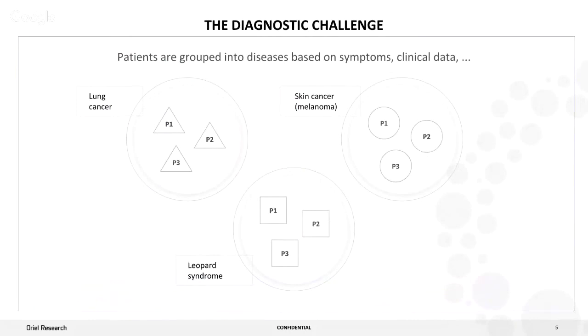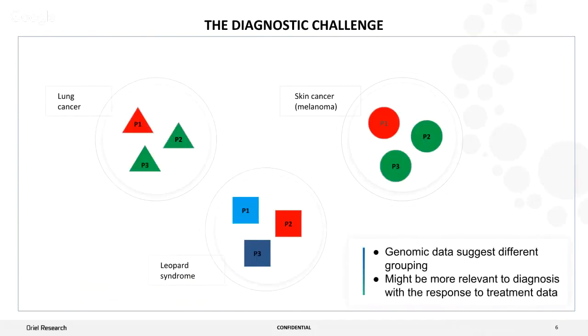Yeah, there is an issue with the black here, I'm sorry. But here I'm showing the diagnostic as it is right now at the clinic. Each circle here is a disease. There are patients here: triangles for lung cancer, squares for leopard syndrome, which is another skin disease, and this is for melanoma, a skin cancer. They are grouped based on the patient's symptoms, clinical data, imaging, PET-CT, and many other tools that doctors have right now to diagnose patients.